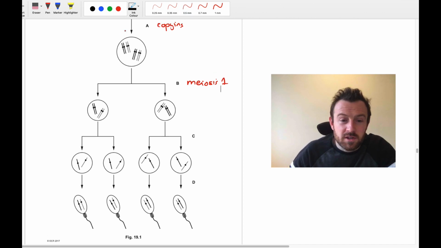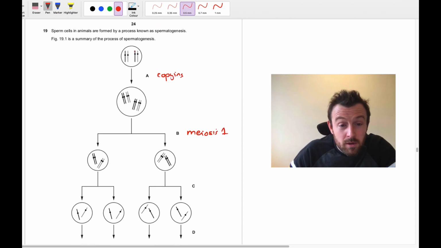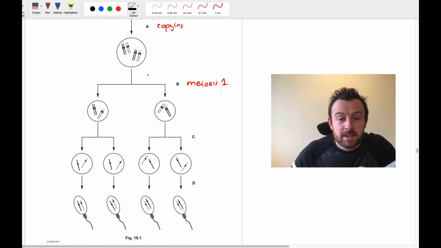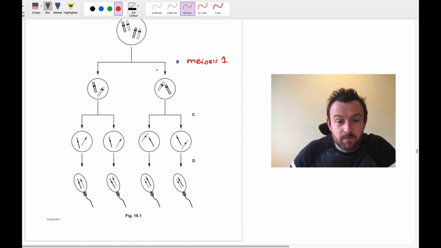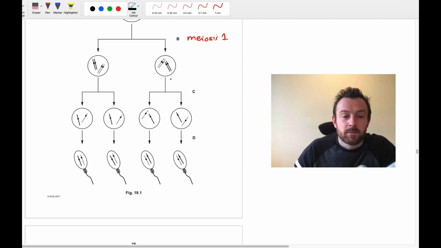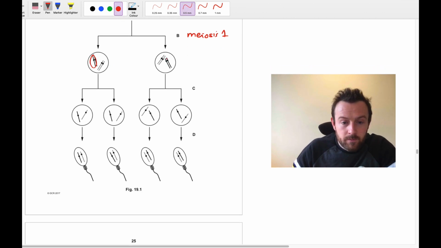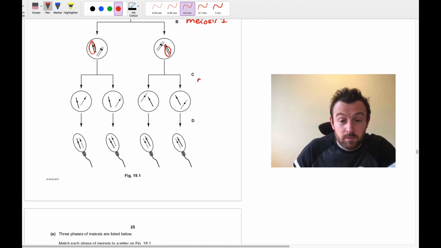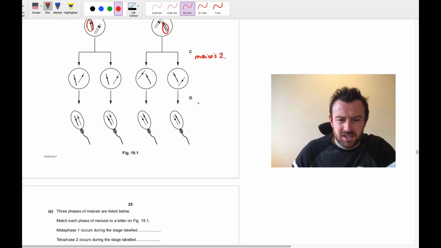Because we can see we're going from individual chromosomes to the double chromosome. So this is copying the DNA. This is meiosis 1, the first division, where we separate this one and this one. Those are the homologous chromosomes, and they separate to here and here. And then this is meiosis 2. And I don't know what this is. This is just putting a tail on it. And then making it into a sperm cell.